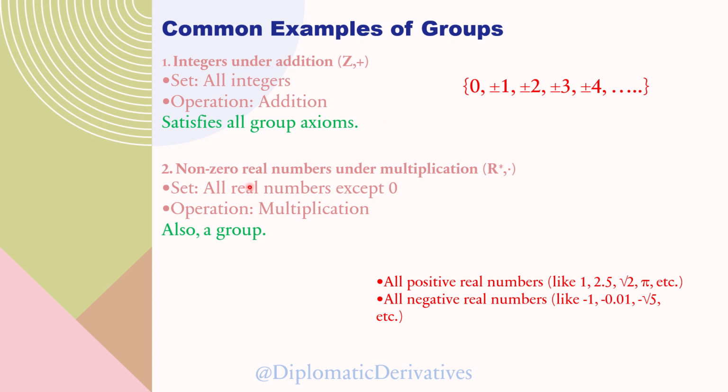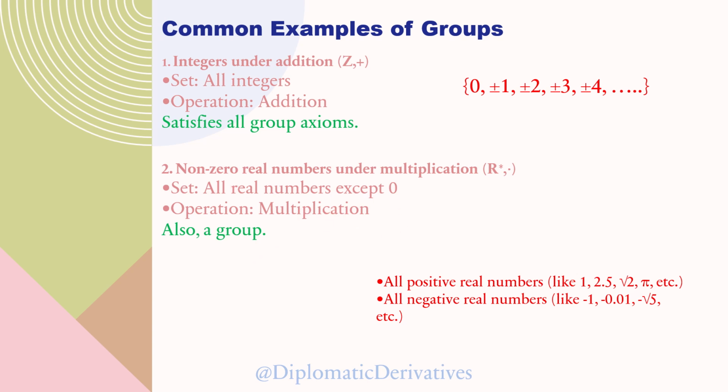Then we have non-zero real numbers under multiplication. What we are saying is non-zero real numbers under multiplication means all real numbers except 0. So we have all positive real numbers like 1, 2.5, root 2, pi, etc., and all the negative ones, minus 1, minus 0.01, etc. Now this real numbers set is under multiplication. A dot means multiplication, and it is also a group. All 4 rules are satisfied.